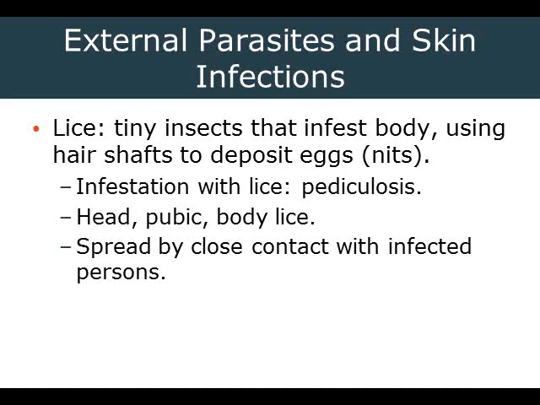Body lice will lay their eggs in your clothing, but they feed from your skin. That is more common in poor hygiene, crowding situations, homeless shelters and whatnot. Pubic lice are spread through sexual contact. They can be found in the areas where you have the coarse hair, so your chest, axilla, beard, and of course your pubic region.